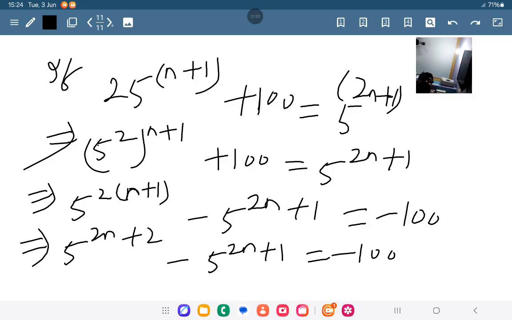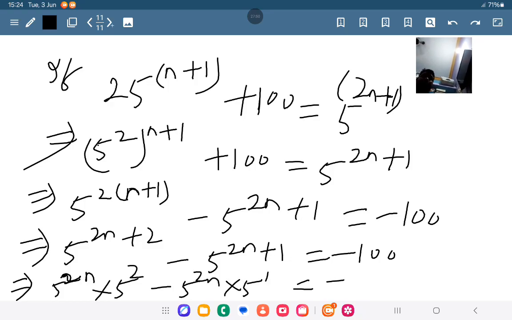Okay, side change means sign change. 100 is plus in the left hand side. If we go to the right hand side, the sign will be minus 100. Okay, then here you can write now, just expand it. You can write 5 to the power 2n into 5 to the power 2 minus 5 to the power 2n into 5 to the power 1 is equal to minus 100.